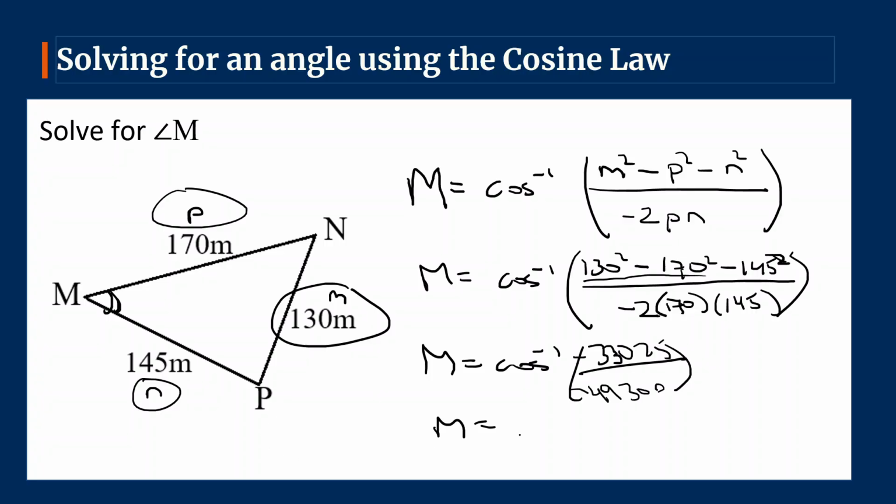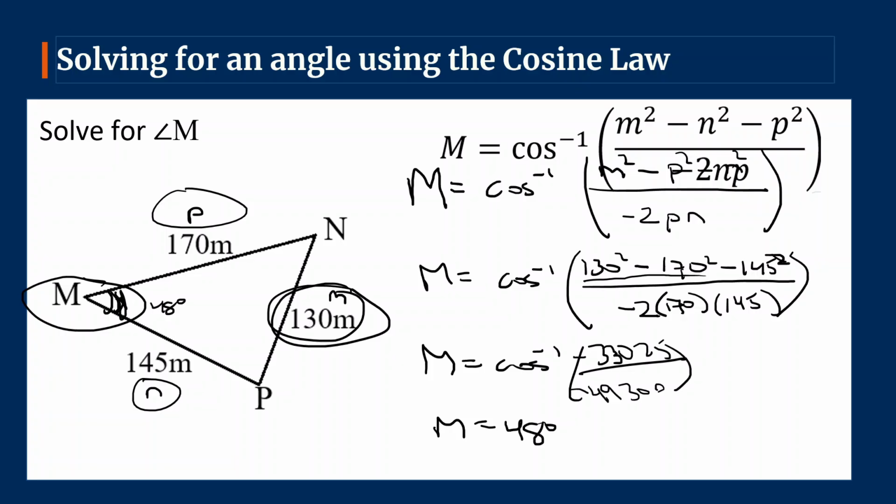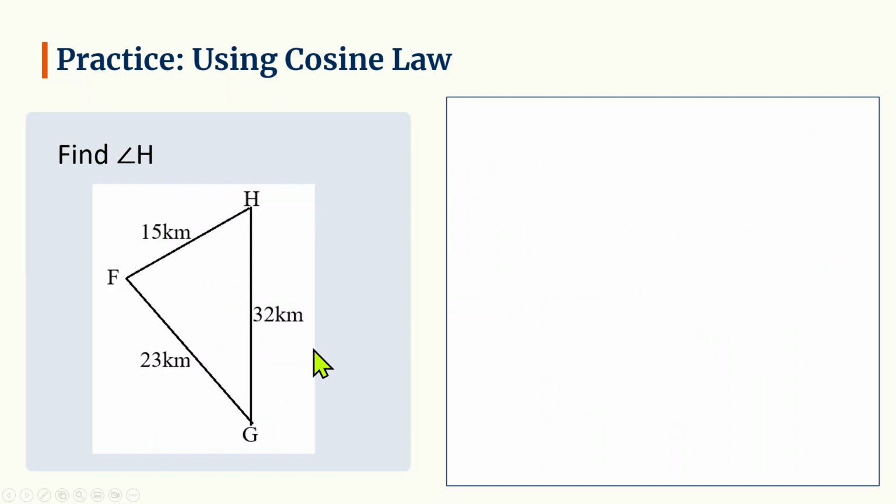And once I know angle M, I can use the sine law again. So now that I know that that's 48 degrees, I could, if I wanted to solve the triangle or find something else, set up the sine law using M. So take a moment and try this question.